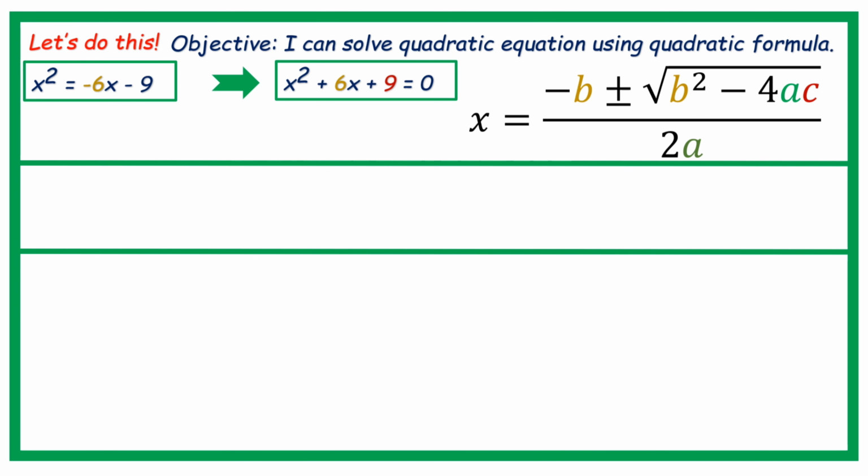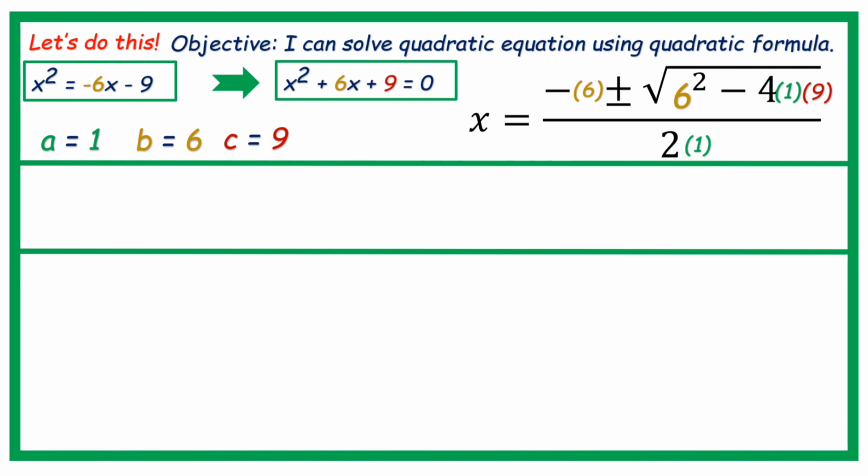Look for the a, b, and c. In this example, our a is 1, our b is 6, and our c is 9. What's next after the a, b, c? Substitution! We're just going to substitute the letters with the numbers. So b will become 6. The a is 1, and the c is 9.